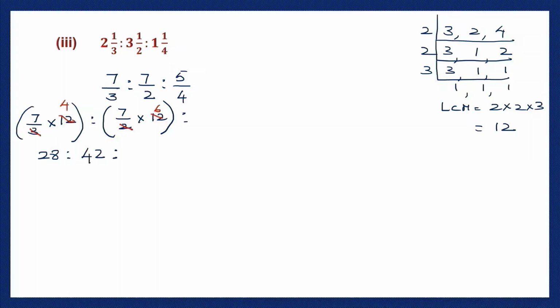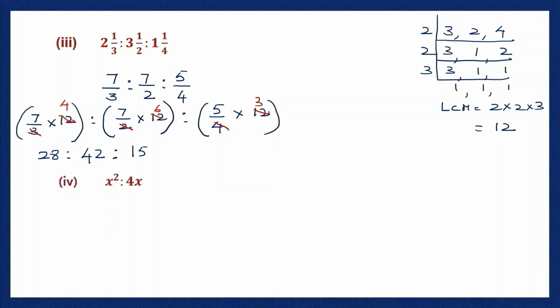Let's go on to the third one. 5 by 4 into the LCM, that is 12. Cancel what you can. 4 3s are 12. So what is left is 5 into 3, which is 15. 5 3s are 15. So my final ratio here is 28 is to 42 is to 15.